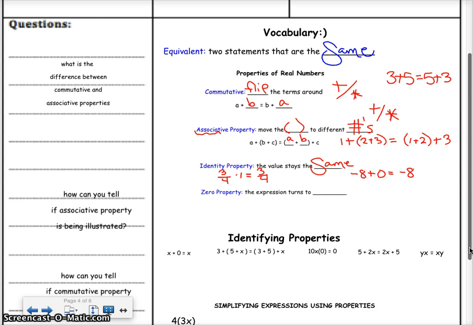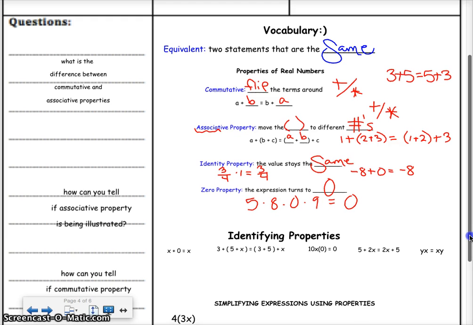0 turns the whole expression to 0. So you end with a 0. Like if I have 5 times 8 times 0 times 9, and the whole answer is 0, it's zero property. So zero property of multiplication, the whole thing turns to 0. Okay?